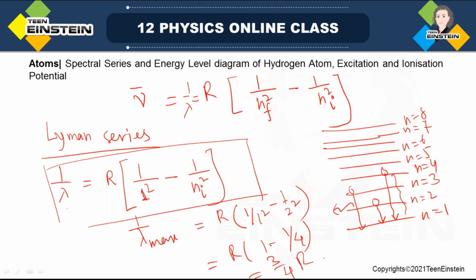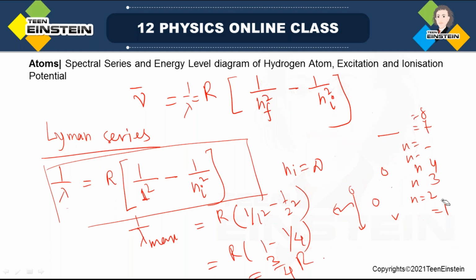Minimum wavelength, in case of minimum wavelength, this n initial has to be infinity. This will give you the minimum wavelength of this Lyman series. Not only that, so you look here.